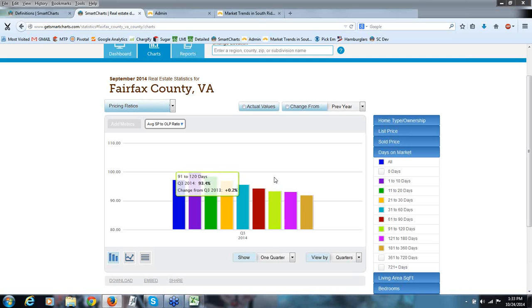Conversely, if you're on the buyer's side and you're going after a home that's been on the market for 120 to 180 days, here it's only a 7% difference. Other places this could be as much as 15% discounted, depending on the zip code you're in. This is a good basis point to start the negotiations with the selling agent to say, look, here's what's happening around here for homes that have been on the market as long as your listing has.